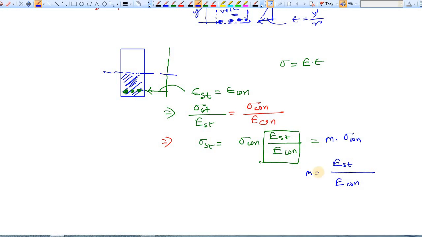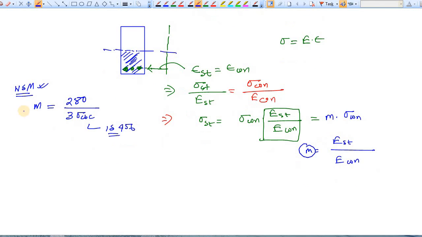Again, with respect to this modular ratio, the working stress method says that our assumption of modular ratio is given by 280 divided by 3 sigma CBC. This is given by IS456. This is another assumption of the working stress method.